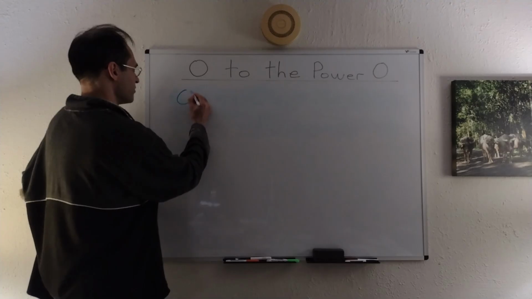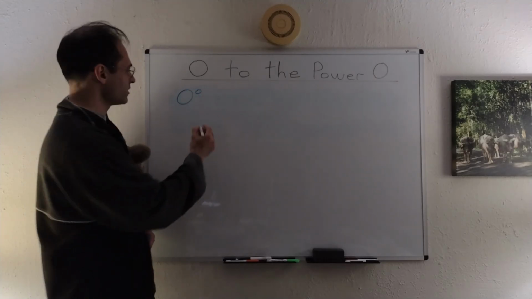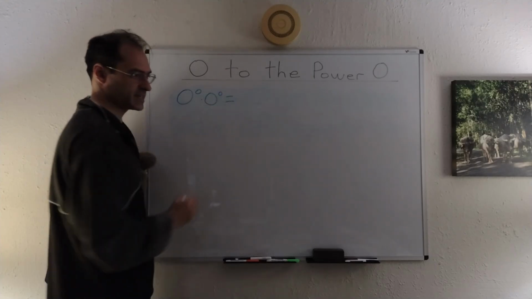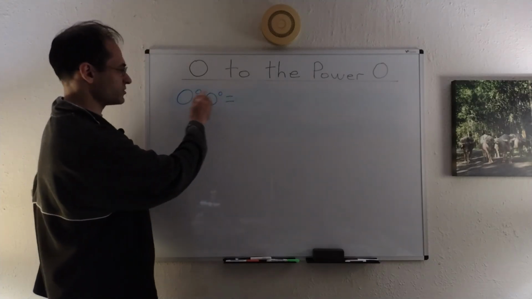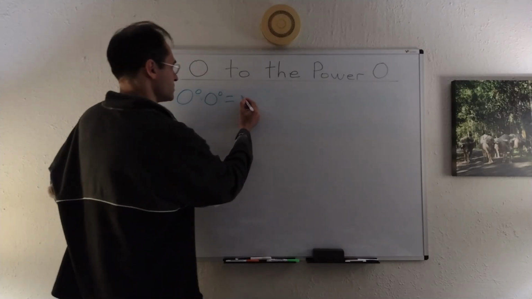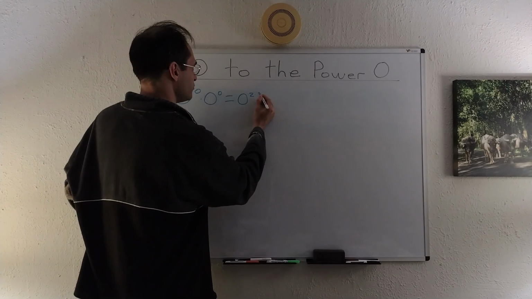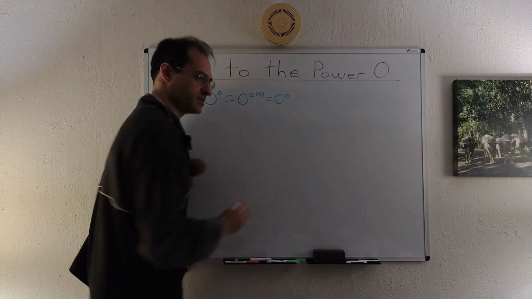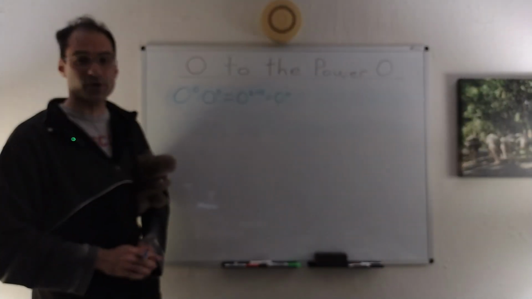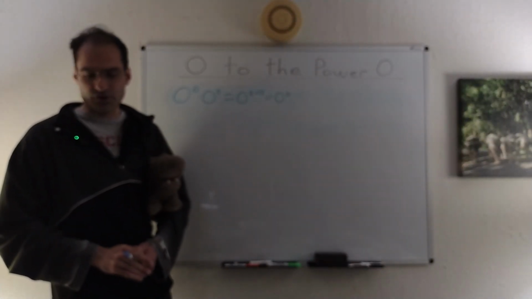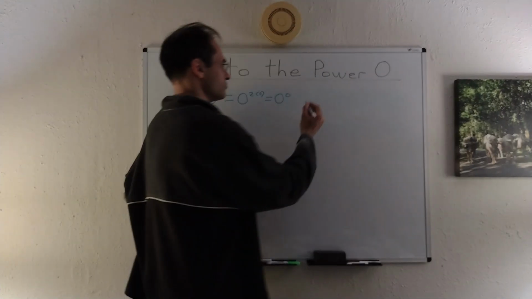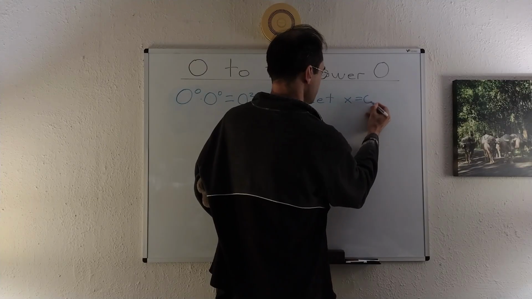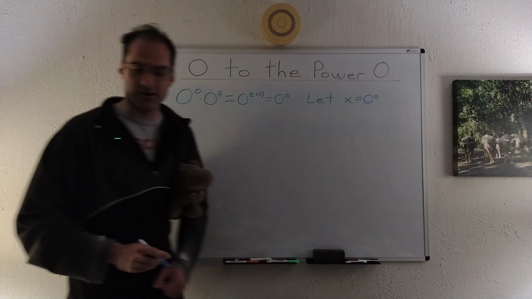So if we take 0 to the power of 0 and multiply it by 0 to the power of 0, well, what does that give us? The bases are the same, so we can just add the exponents. So it's going to give us 0 to the 2 times 0. 2 times 0 is 0, so it just gives us 0 to the 0. Now we don't know what 0 to the 0 is, so I'll call that x. So let x be equal to 0 to the power of 0.